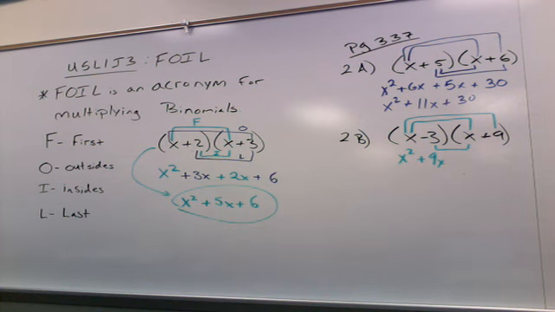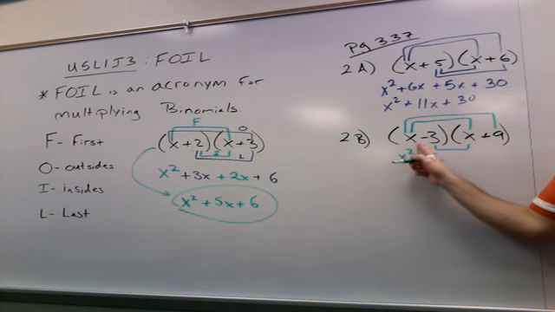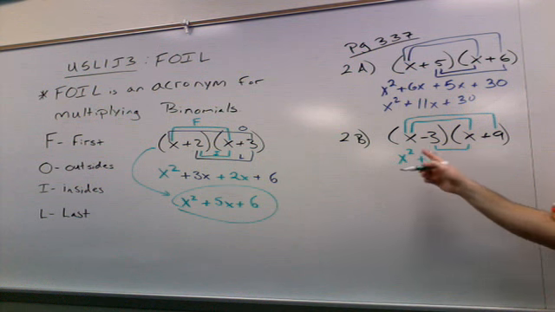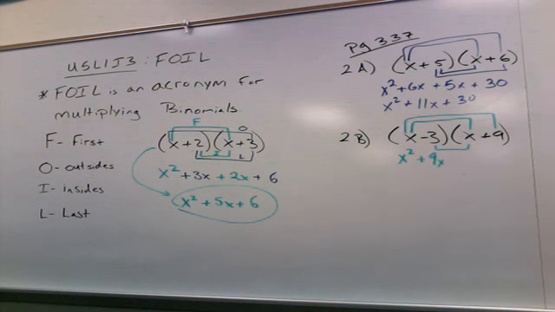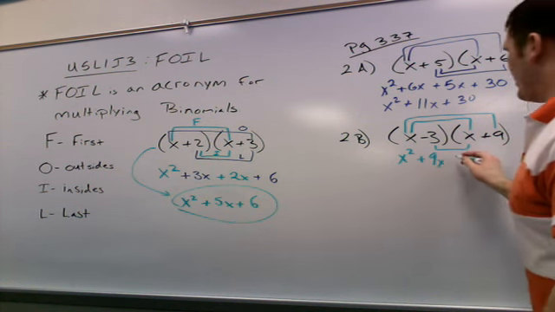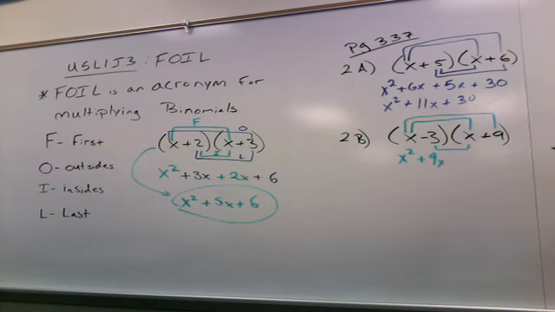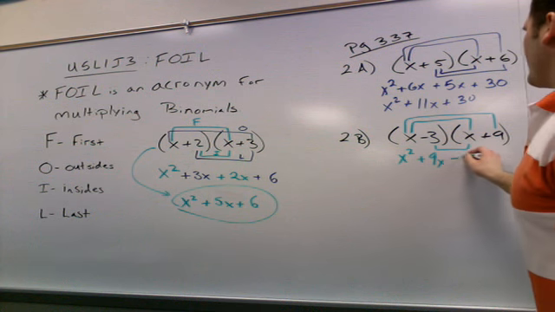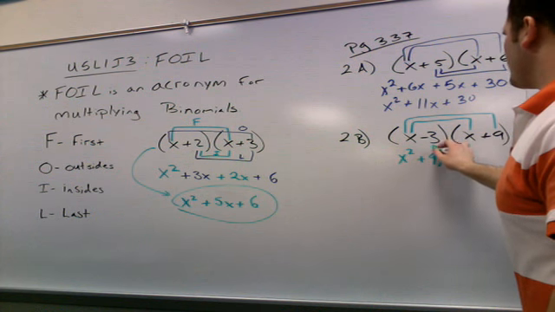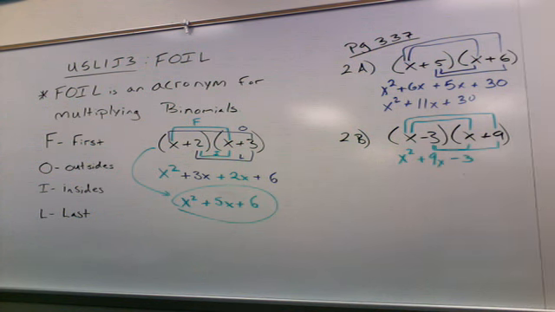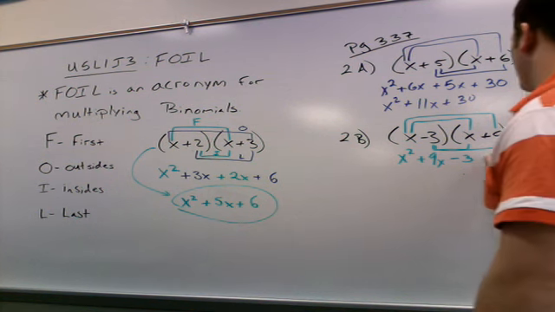Nice job. A lot of times students will forget this minus sign. They'll just do 3 times x. Because it's x minus 3, that means our 3 is negative. So when we multiply, we've got to multiply negative 3. So negative 3 times x is negative 3x. And then last, negative 3 and 9. And what's that equal, Austin? Negative 27.